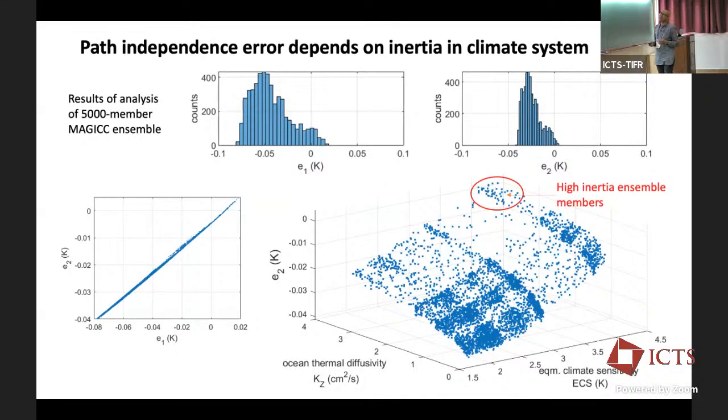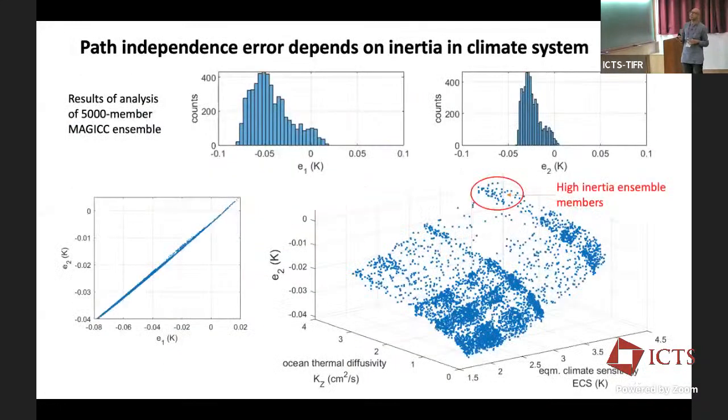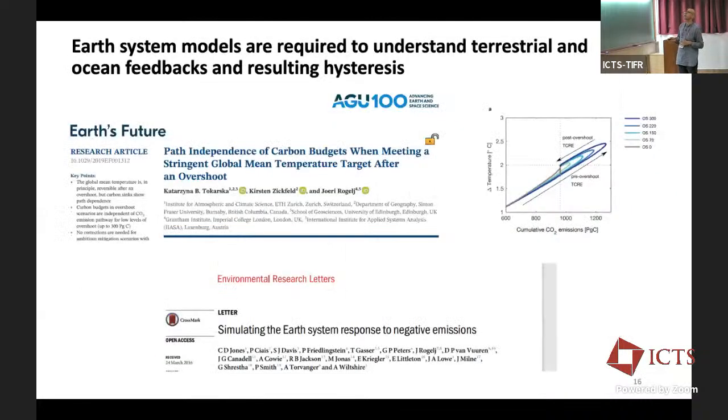That being said, these simple models don't do justice to the distributions that you will get in more complicated models. There have been a few modeling studies of this path-dependent response, and they seem to suggest a distribution of the kind of hysteresis response that's quite different from the simple models. So it's clear that the simple models seem to underestimate the inertia in the system.